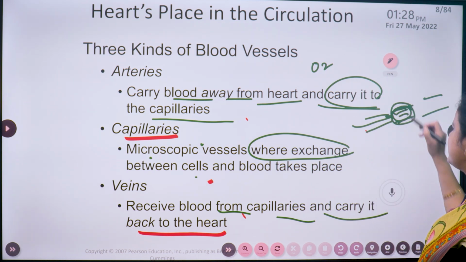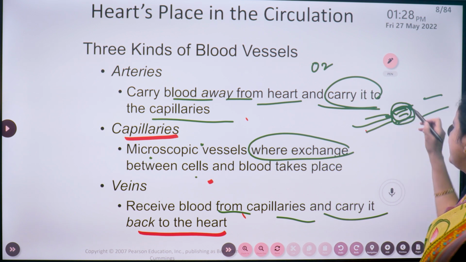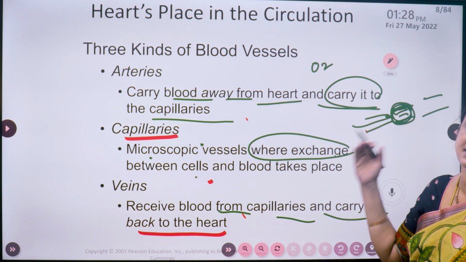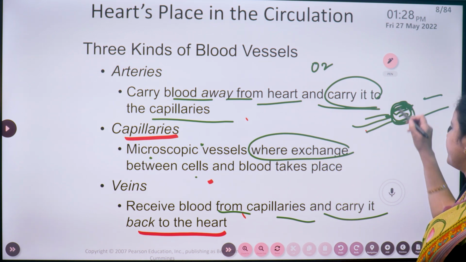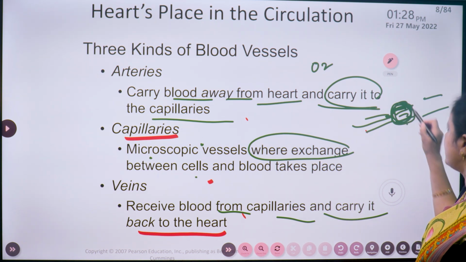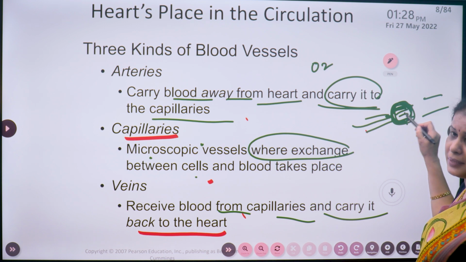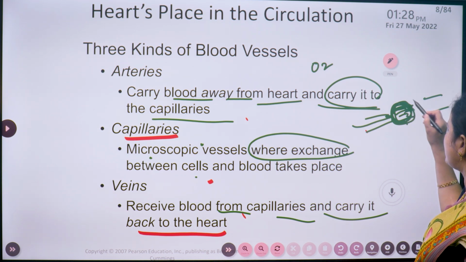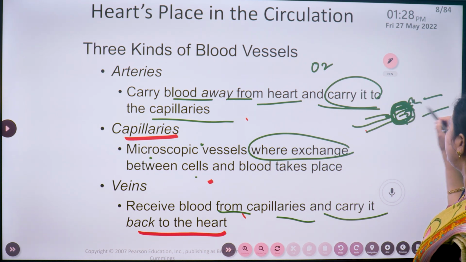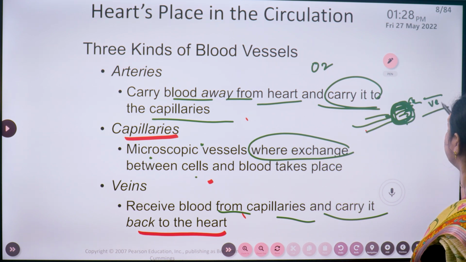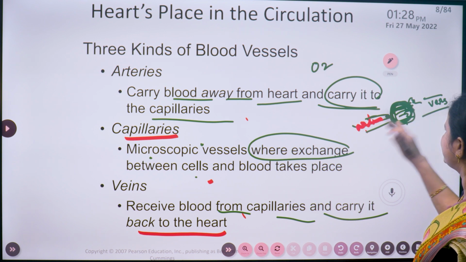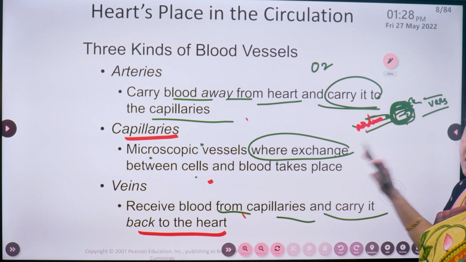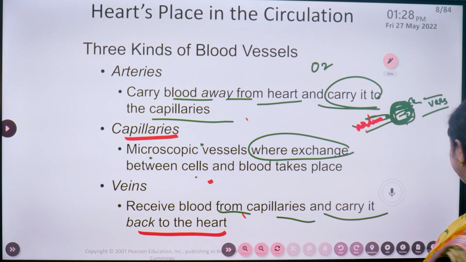Usually the exchange of gases which takes place between the tissues and the blood is called internal respiration. From the capillaries, this deoxygenated blood will enter into the veins. So these are the arteries, and capillaries are connections between arteries and veins.